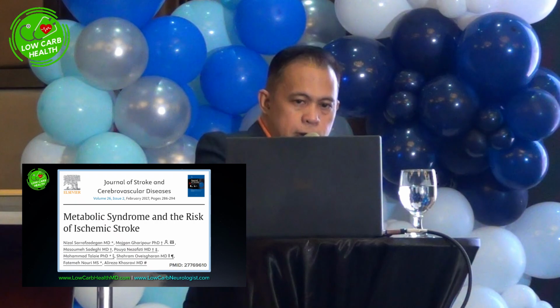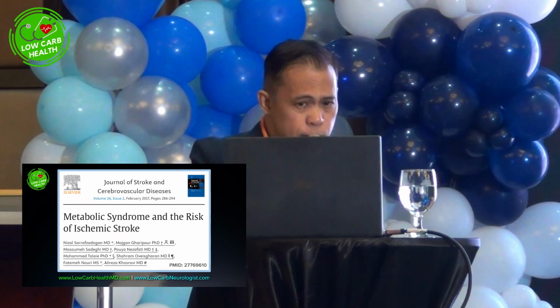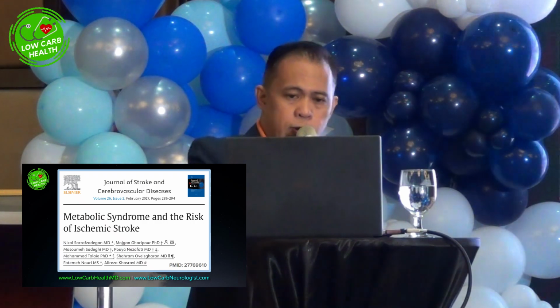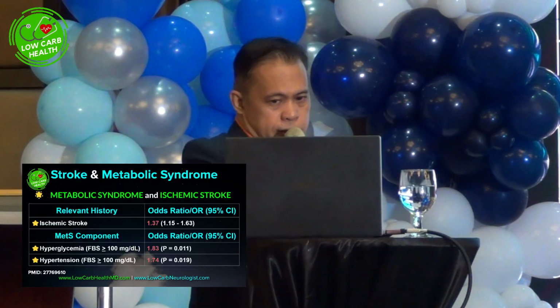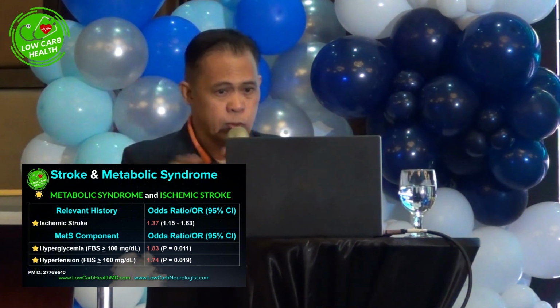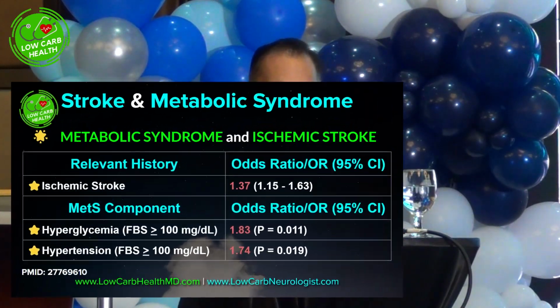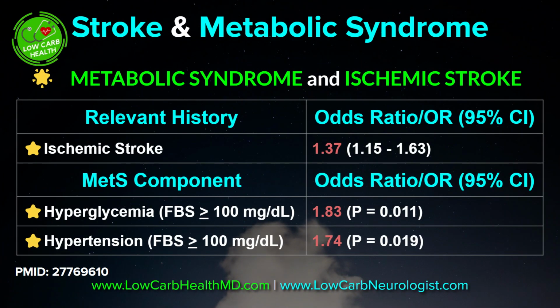So this paper summarizes metabolic syndrome and the risk of ischemic stroke. It's still significantly high. This is specific for ischemic stroke. It's 1.3 to 1.8 times higher. So, why is it important and what is the role of the ketogenic diet? There are already lots of papers about this.